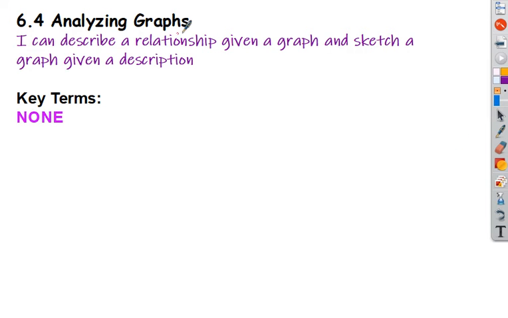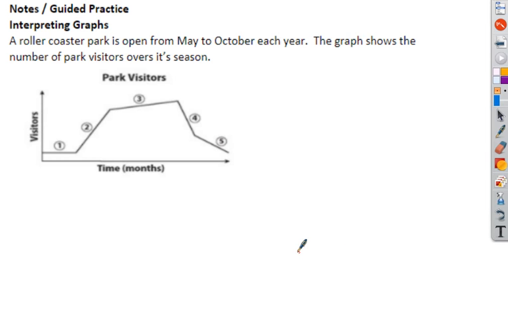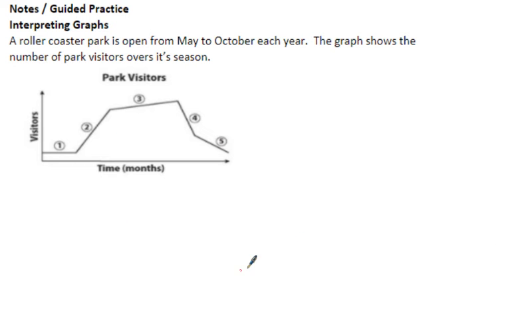Today we are going to describe a relationship given a graph, and we're going to work on sketching graphs given a description. So there's no key terms because everything is the same as what we've talked about. Slope, y-intercept, initial value, rate of change, all of that's the same. If you notice, this is similar to our turtle activity that we did on Desmos the other day.